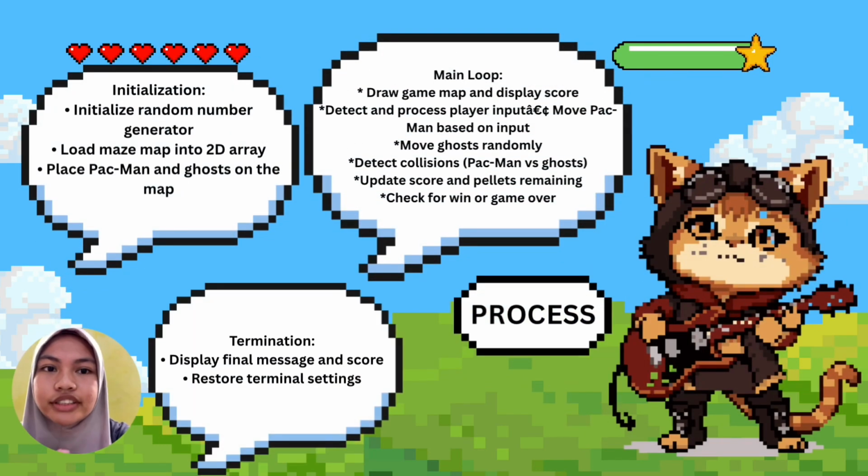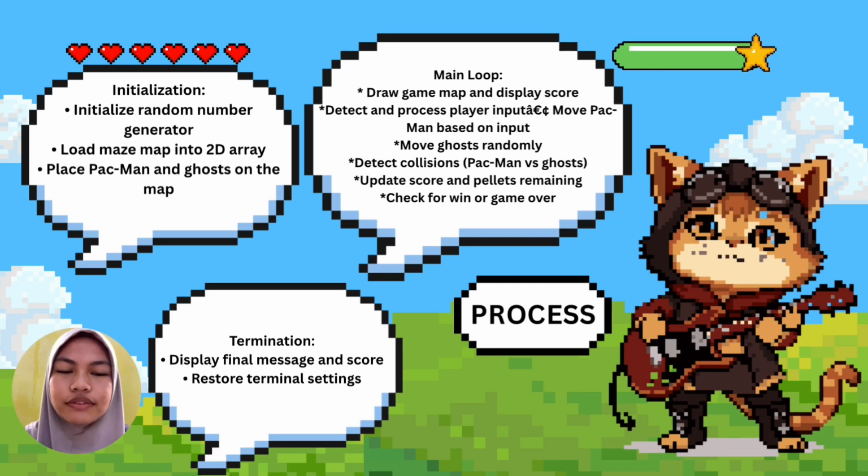So next, the process of the game starts with the initialization phase. In this stage, the program sets up the game map, places Pacman and the ghosts at their starting positions, and counts the total number of pellets. Then the game enters the main loop. During this loop, the program displays the map and score, checks player inputs, moves Pacman according to the key press, and updates the score whenever a pellet is collected. The ghosts also move automatically in random directions.